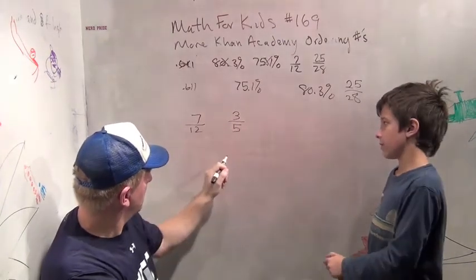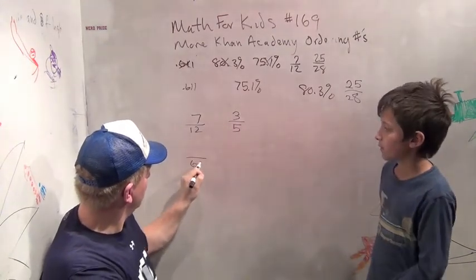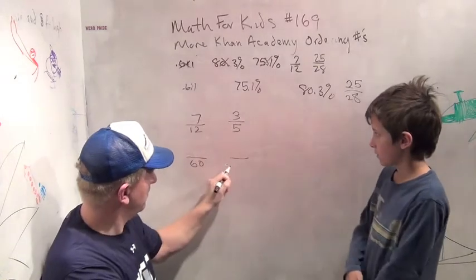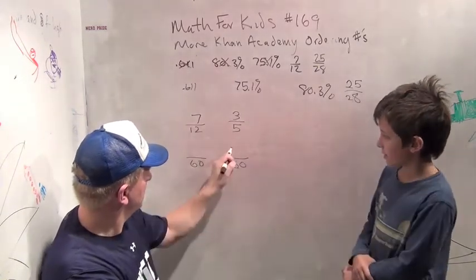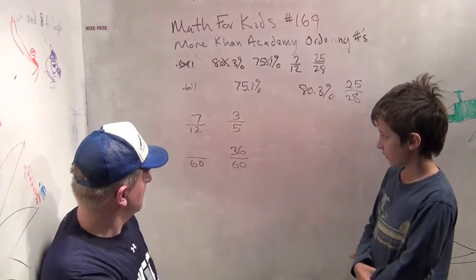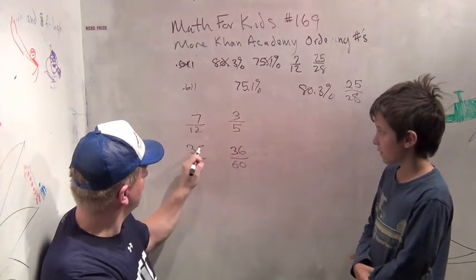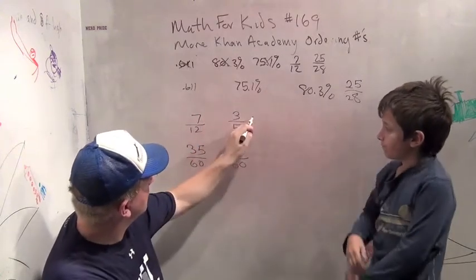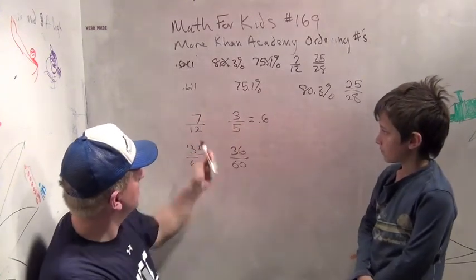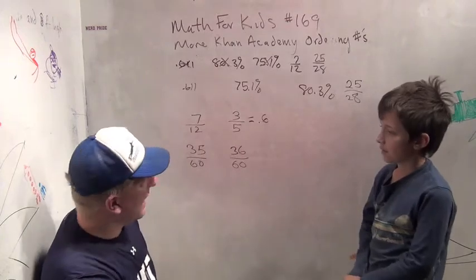Now this is easier to multiply. So my denominator is going to be 60, 5 times 12. 12 times 3 is 36. 5 times 7 is 35. So 7/12 is less than 0.6. So is it less than 0.611? Yes.